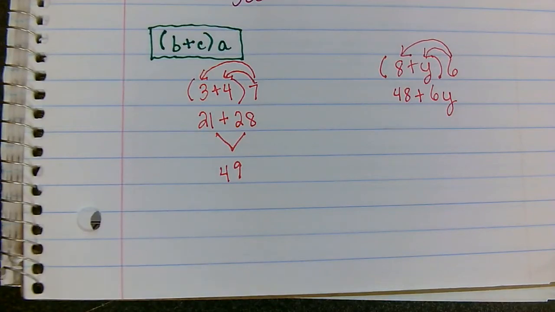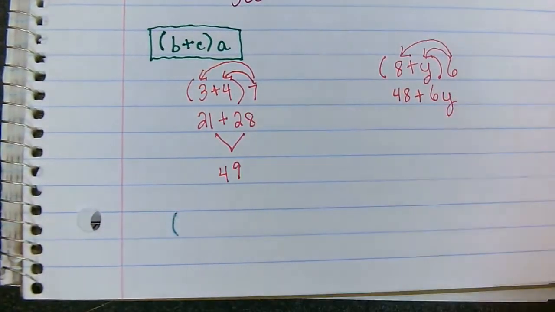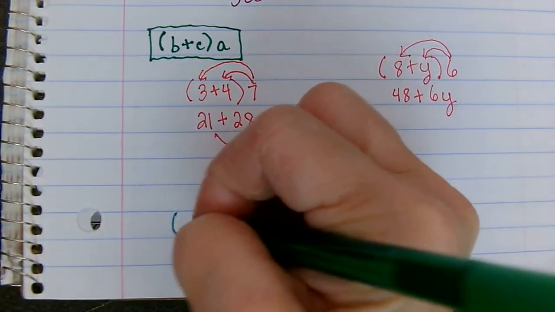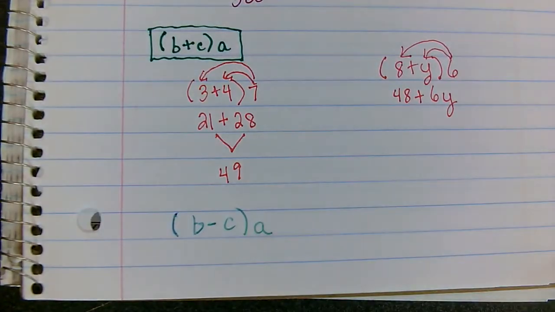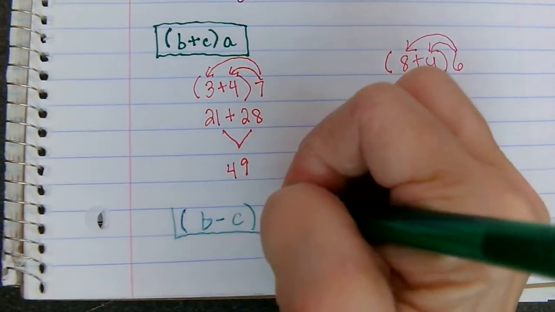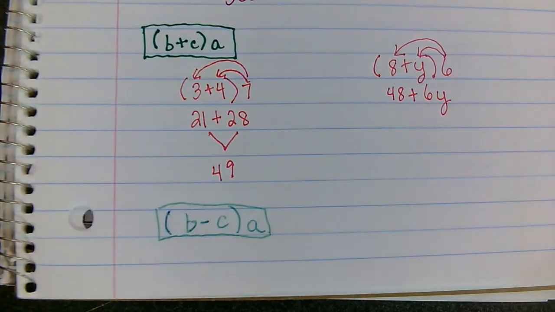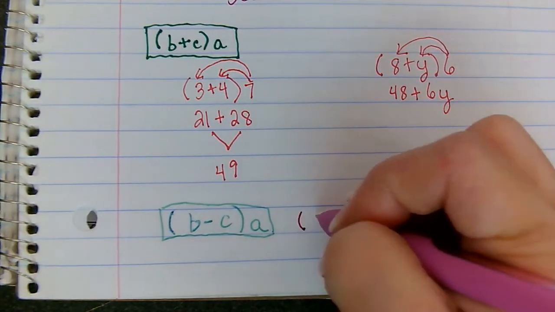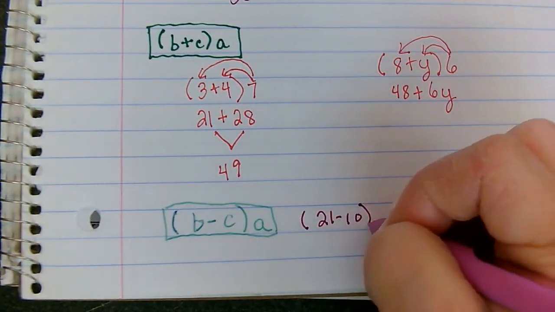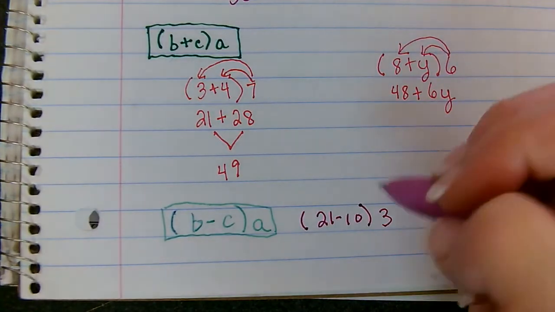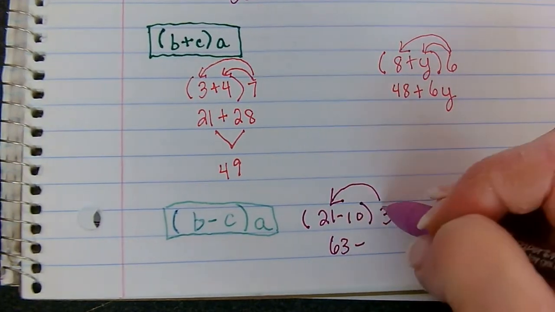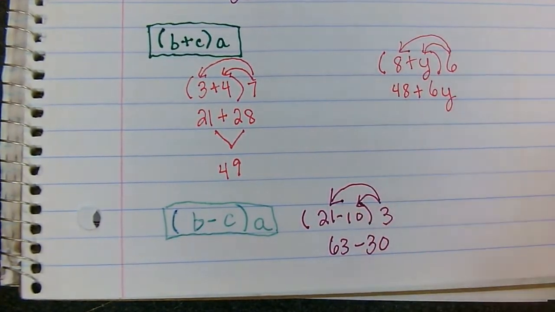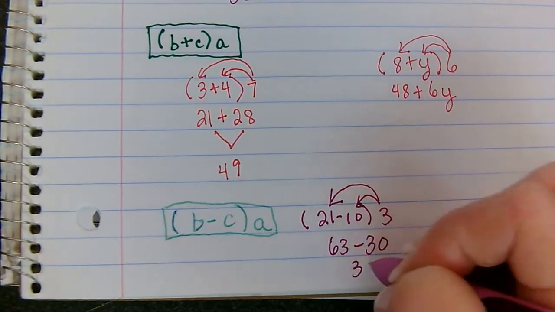And on this one, let's do parentheses first again, and b minus c this time, parentheses, and a on the outside here. Put a little box around it because these are our samples. Okay? And we'll begin with parentheses here, 21 minus 10, and a 3 on the outside here. 3 times 21 is 63, minus 3 times 10, which is 30, and 63 minus 30 is 33.